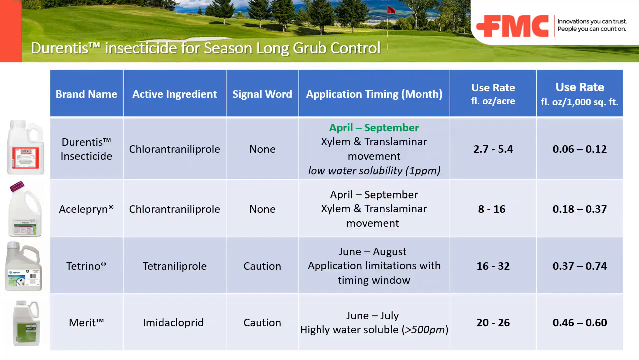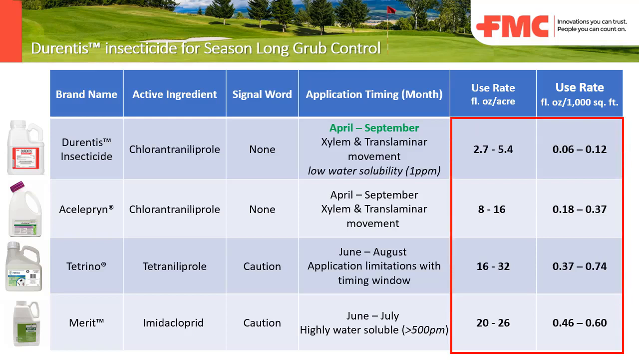Durentis insecticide provides season-long grub control with a labeled use rate of 2.7 to 5.4 fluid ounces per acre. This allows Durentis to have the lowest use rate in its class compared to other traditional grub control products. The 2.7 fluid ounce rate per acre allows for 90-day control of turf caterpillars and season-long control of white grub species. Application timing is dependent on when adult beetles are active. However, standard applications for warm season turf occur in April through May, while cool season and transition zone is April through June.